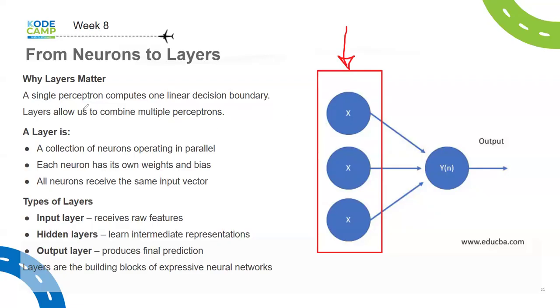So a layer is just like I said, a single perceptron can only compute one linear decision boundary. By the time you combine multiple perceptrons in a layer, we are combining them horizontally, even though this is drawn vertically, but I see it as horizontal because the three of them are side by side doing the same thing. You have the same inputs coming into each of them, and then you also have the same outputs.